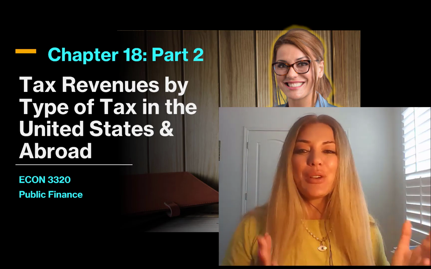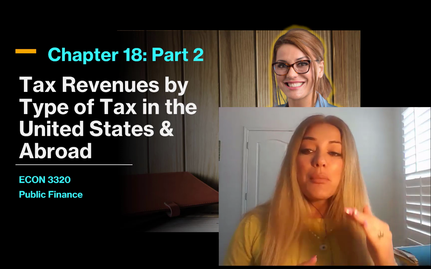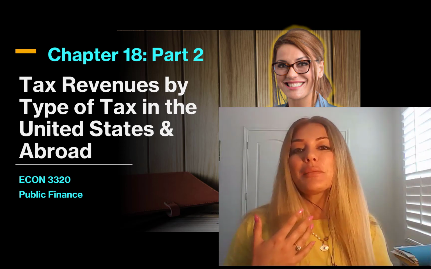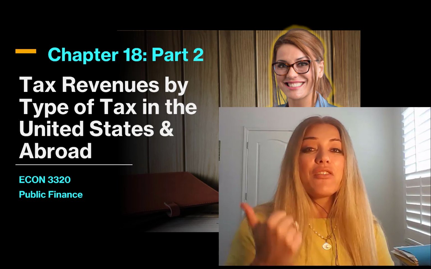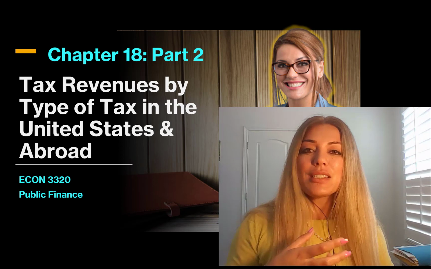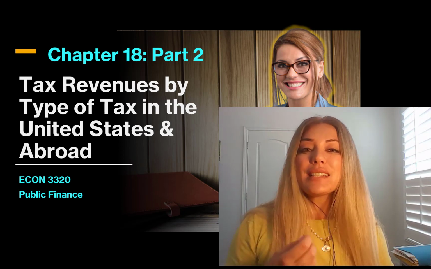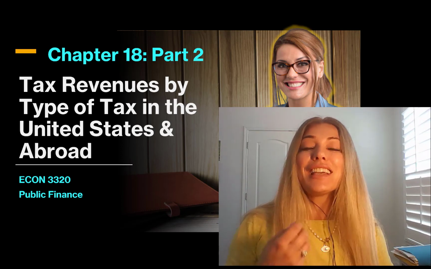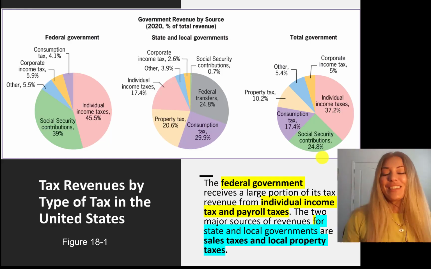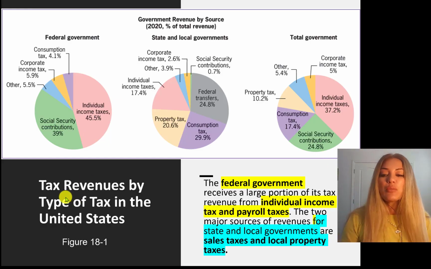In this part we'll learn about tax revenues by the type of tax in the United States and abroad. We're going to be looking at the United States federal and state and local government tax resources, as well as some OECD, Organization of Economic Cooperation and Development, group countries. Let's get started. Okay, so this is the tax revenues by type of tax in the United States.